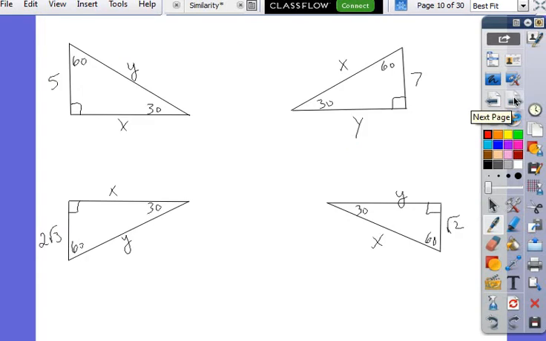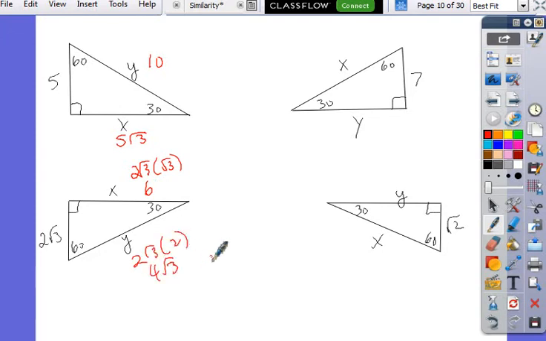Because if it gives me the short side, okay, here's 5. I know this is 5 root 3 for the long and 10 for the hypotenuse. If it gives me some crazy something like that, I'm still going to multiply by root 3 here, and I'm still going to multiply by 2 here. Remember, you can only multiply a regular number to a regular number and a square root times another square root.